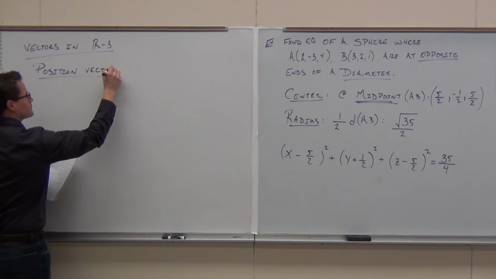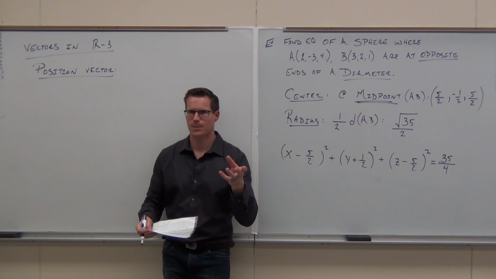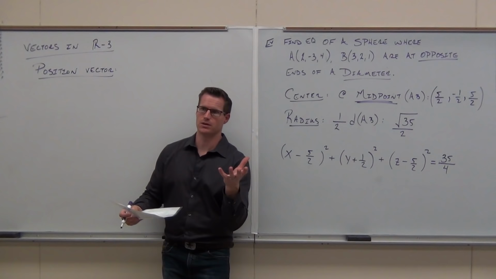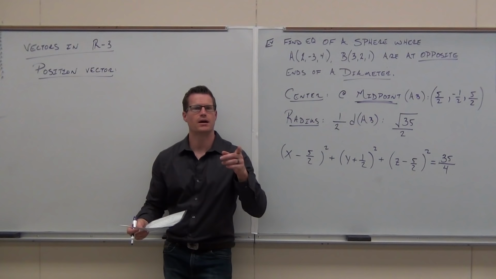But you know it, right? Come on. What's a position vector? What's it do? Where does it start at? Zero. Good. Starts at the origin. 0, 0, 0. Where's it go? Say it louder. You said to a point.